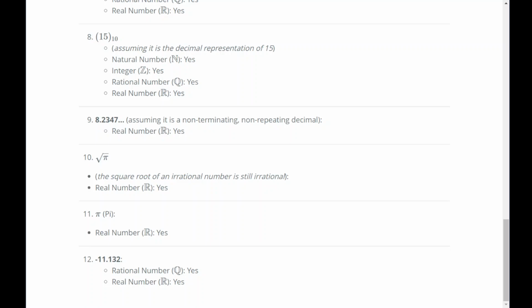So it is a terminating decimal. Okay. So that means it can be expressed as one integer divided by another integer. Very big integers, but integers all the same. So it's therefore a rational number. And if it's a rational number, that means it's a real number. Okay, we'll leave it there.